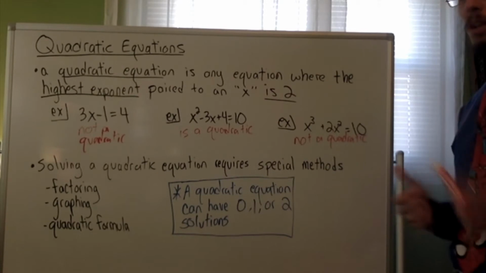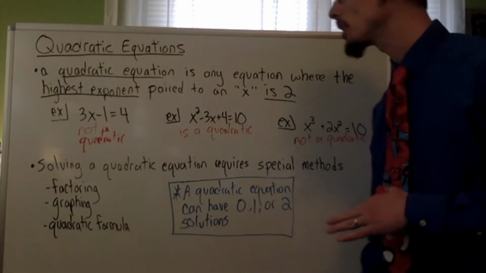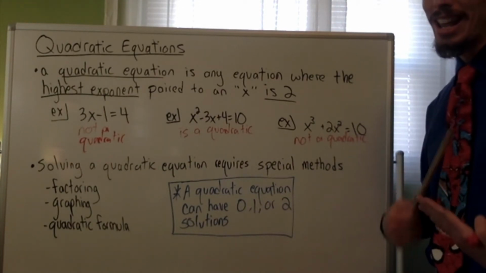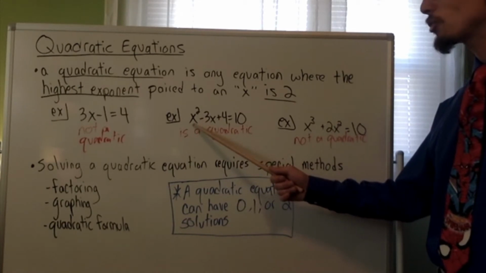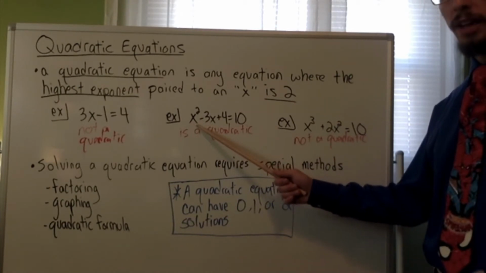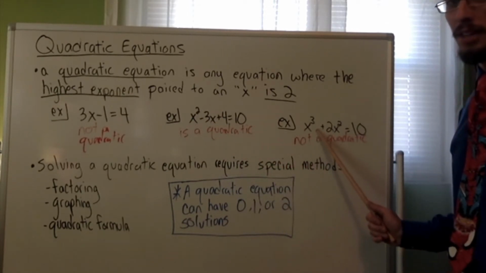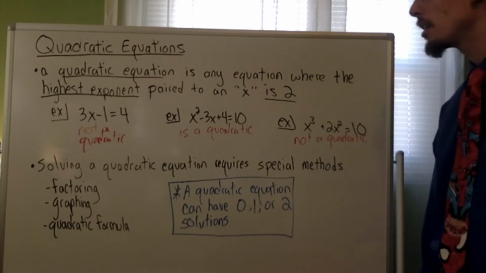So we are only going to be focusing on equations that actually are quadratic. I just want us to have a general understanding of what that actually means, right? What is a quadratic equation? It's an equation with an x squared. But that x squared has to be the highest exponent, or else it's not considered a quadratic equation.